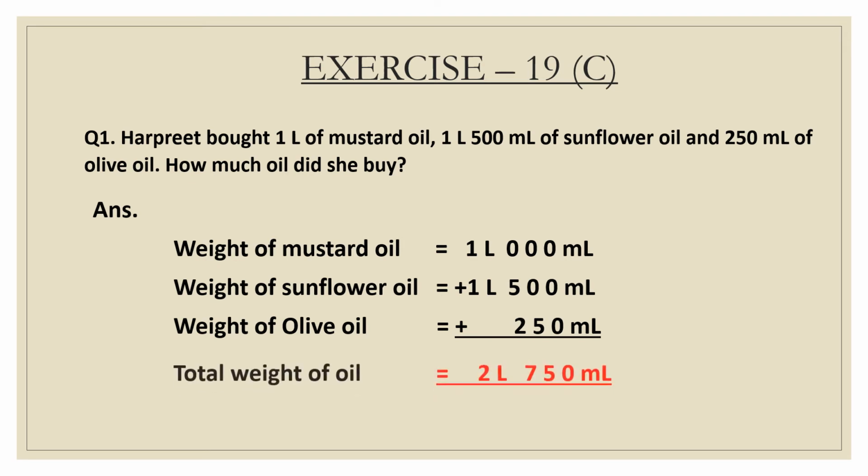Then children add it. 0 plus 0 plus 0 is 0. 0 plus 0 plus 5 is 5. 5 plus 2 is 7. So milliliter part you have got 750, and liter, that is 1 plus 1 is 2. So total weight of oil is 2 liter 750 milliliters.